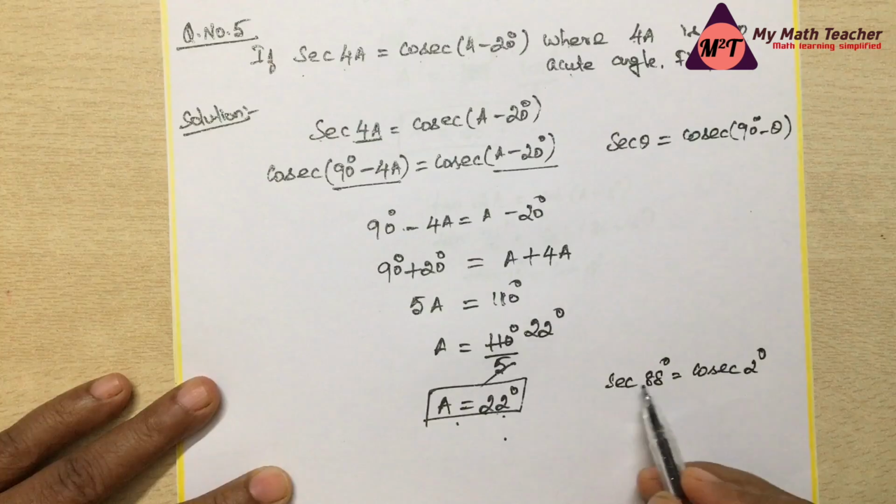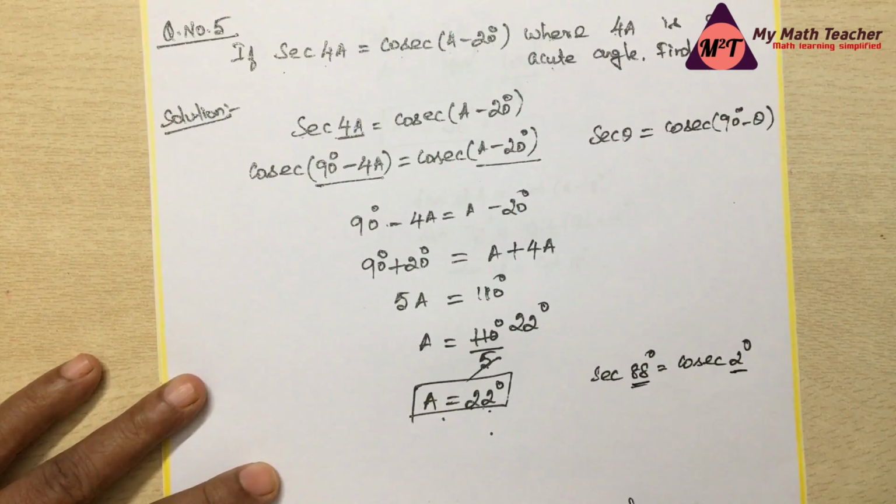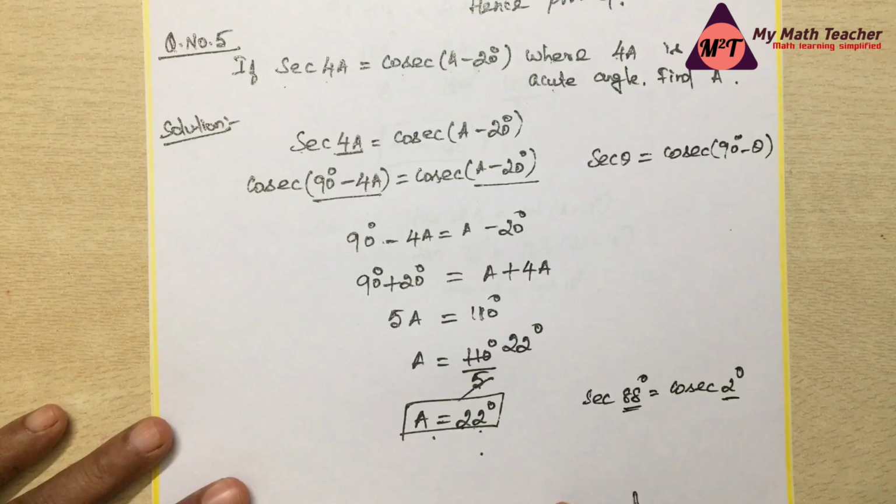Secant and cosecant complement each other. 88 plus 2 becomes 90 degrees. So which means our answer is perfectly right.